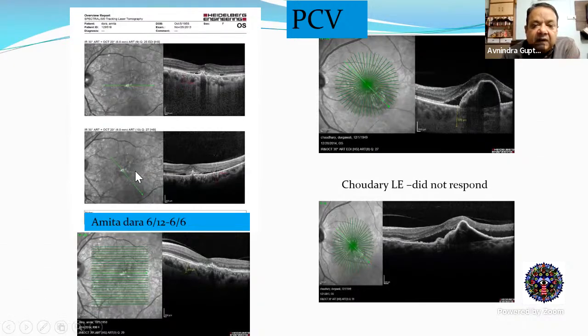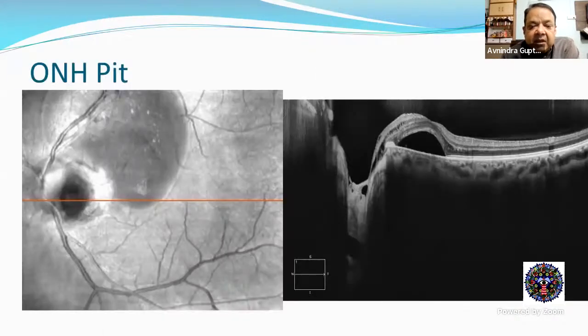This is one of the patients of pachychoroid. I'll discuss later. You can see a double hump PED with double layer sign suggestive of PCV. And this patient was initially diagnosed as CSR, but because of the typical OCT findings and ICG pictures, we came to a diagnosis of PCV.